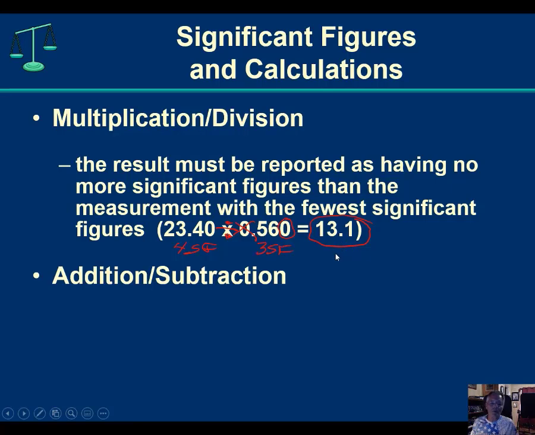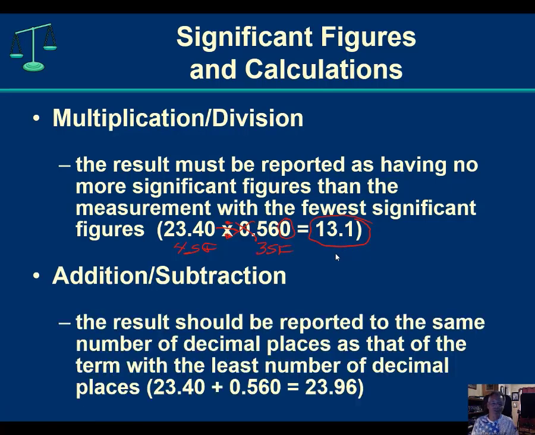The multiplication and division rule is different from the addition-subtraction rule. People get that confused all the time. So this is the harder rule. And it says that the result should be reported to the same number of decimal places as that of the term with the least or fewest number of decimal places.